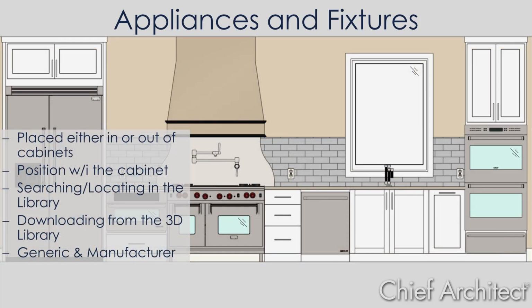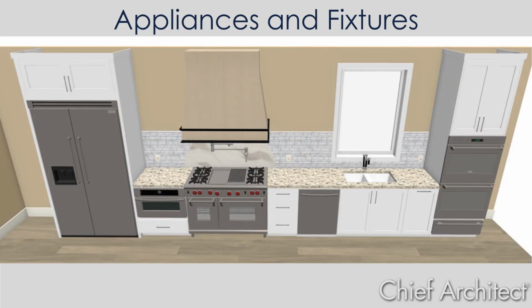In this appliances and fixtures video, I'll cover the process of placing the items internally or externally to the cabinet, and for those items that are in a cabinet, how to precisely position them. I'll show you the process of locating items in the library and how to download new items from the 3D library, of which some are non-branded, which we refer to as bonus items, while others are branded or manufacturer specific. Let's get started and place the items you see in this particular scene.